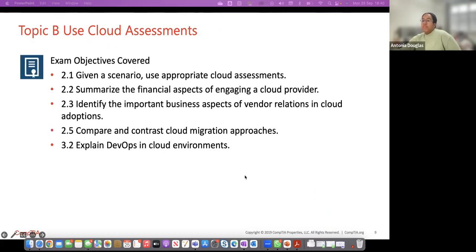So now we're moving on to topic B, use cloud assessments. So we'll be covering these points over the next few slides. Again, as I mentioned, these sessions are just going over stuff that hopefully you've covered in your own personal time, and this is just an opportunity to go over them.